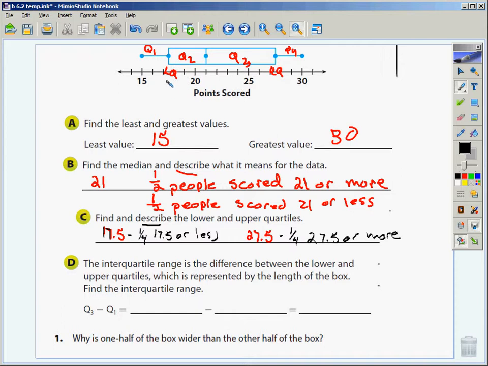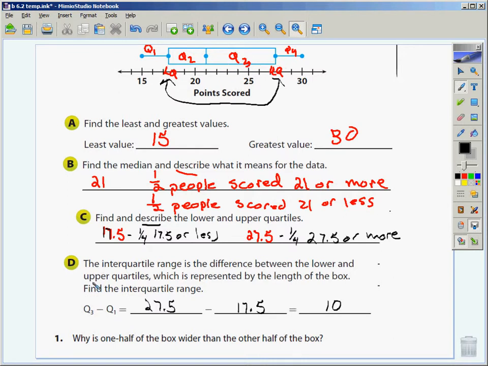The interquartile range you find by subtracting the lower quartile from the upper quartile. So, what do I put in for Q3? What was the value? 27.5. What do I put in for Q1? 17.5. And I subtract it. 10. That means that there's a range of 10 points in this interquartile range.